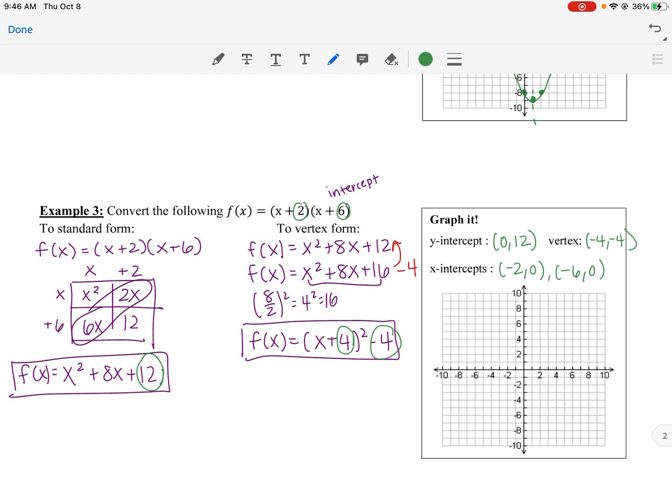Let's plot those points. Negative 4, negative 4, negative 2, negative 6. Your y-intercept's off the graph, and that's okay. We have enough to know what this parabola looks like. Good luck with the assignment.